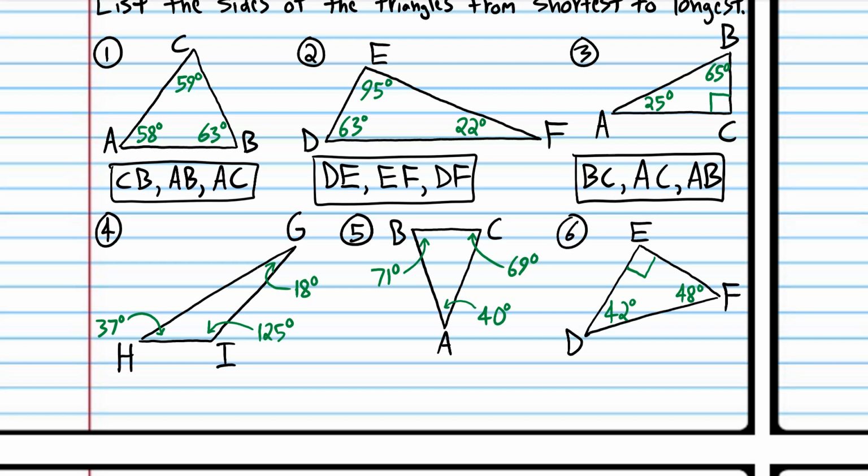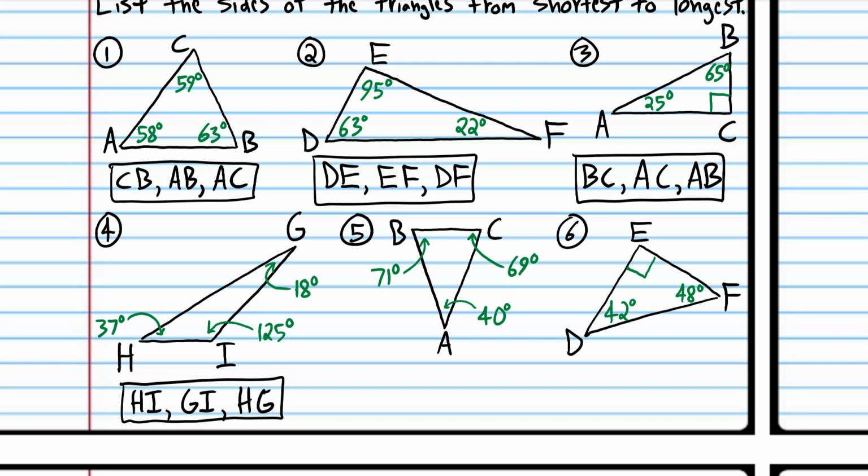All right, we're back. The smallest side is opposite the smallest angle. So 18 degrees is the smallest angle, so the side opposite that is HI. That's the smallest side. The next biggest angle is 37. The side opposite 37 is GI, so GI must be the middle. And 125 is the biggest angle, so HG is opposite that. So that's the biggest side. So if you got that answer, good job. So why don't you try number 5, and when you come back, we'll do it together.